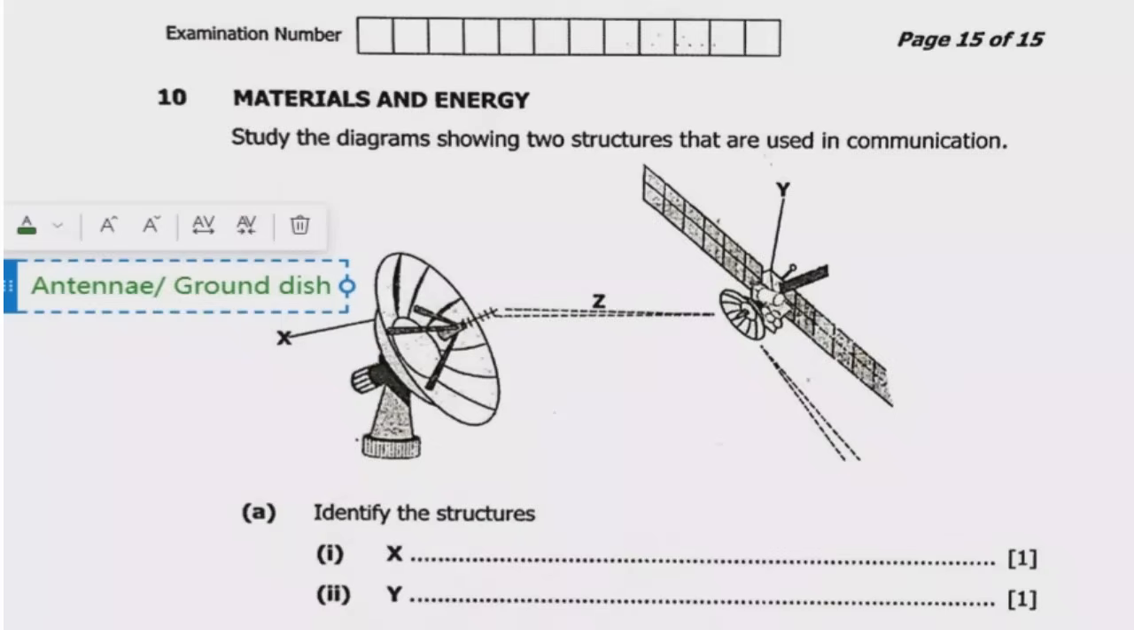Now it should be specified, because if you just say dish, what kind of dish? It should be antenna. It's acceptable. They will give you a mark. If you call it ground microwave dish, it is also acceptable.